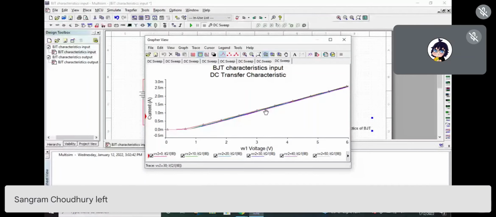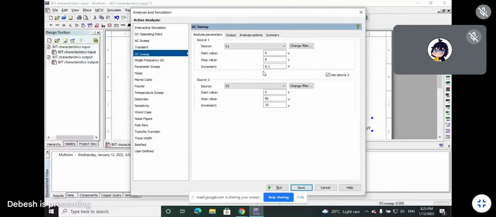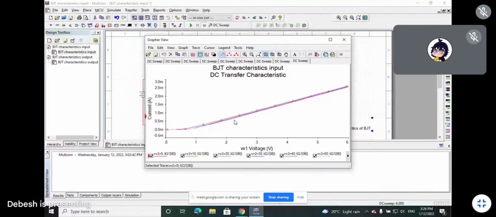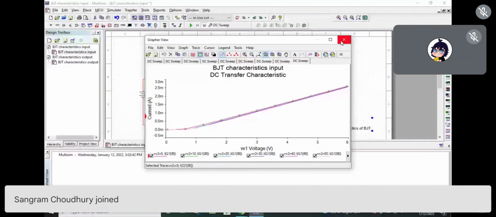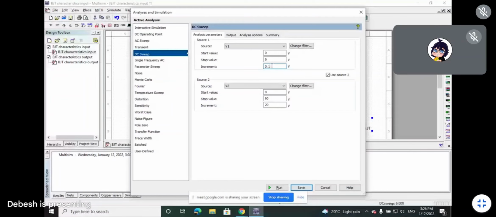You can increase the increment value. For that, make it 20 for V2. Run. Also, reduce this x-axis increment. Make it 0.5 or 0.2, like that.